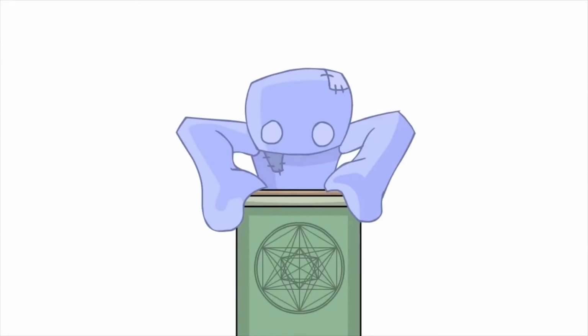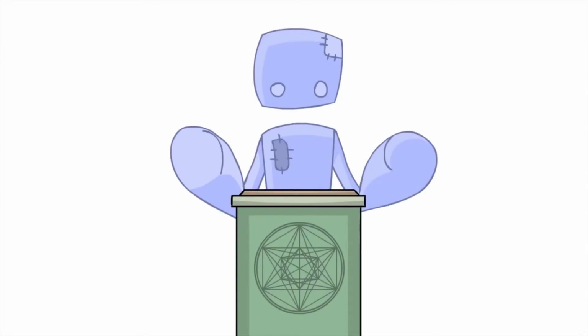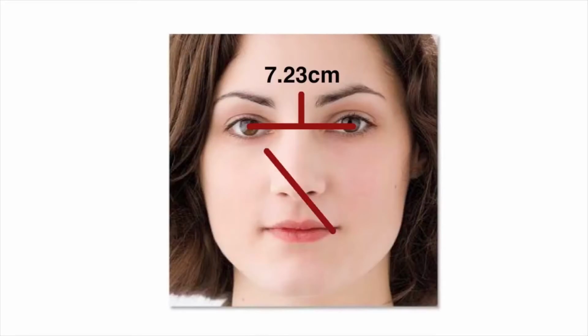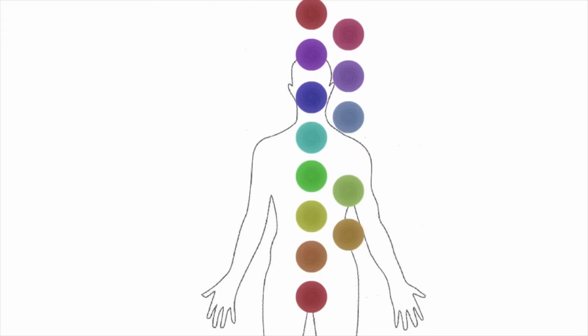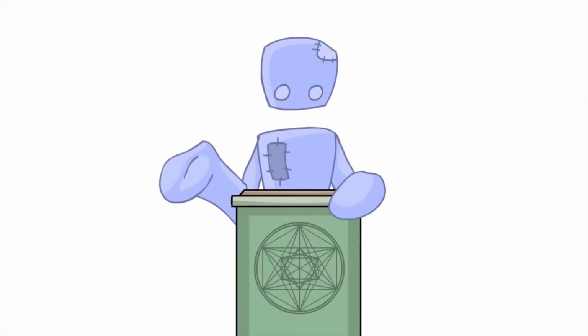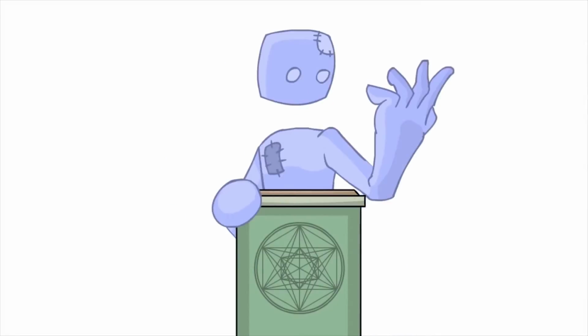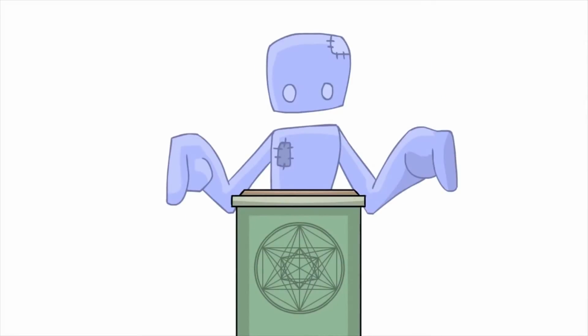Not only that, but if you were to take 100 people and measure the distance between their eyes, the average length is 7.23. Same with the distance from the tip of our chins to the tip of our noses, and the distance across our palms and between our chakras. This 7.23 length is located throughout our bodies in various ways because we are immersed within this particular dimension.